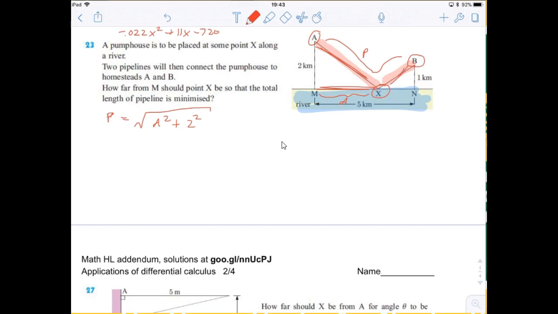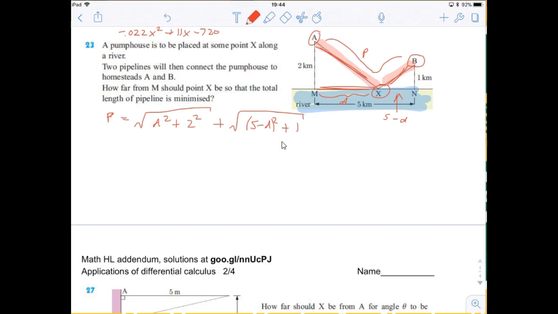And then the other length of P between X and B would be related to D. It would be 5 minus D, right? Because the total distance M to N is 5. So this distance here would be 5 minus D. And then the hypotenuse of XB would be square root of, oops, 5 minus D quantity squared plus 1 squared, which is just 1, right? And that would be equal to P.